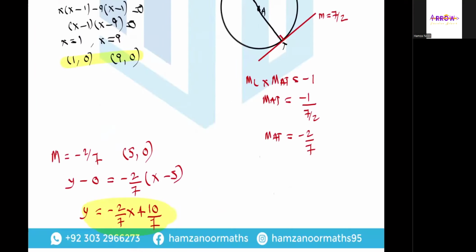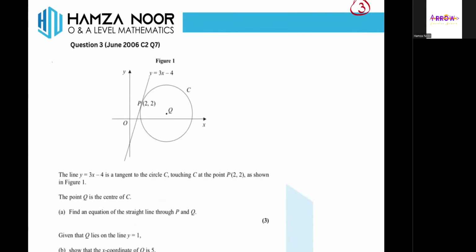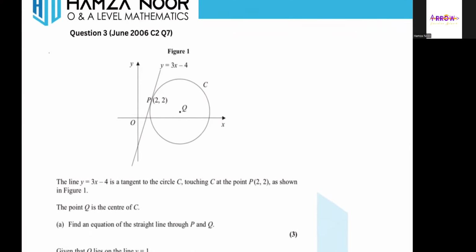So up next is basically handout question number 3, which is June 2006 C2 question number 7. The question says that we have a figure over here. The line y equals 3x minus 4 is a tangent to the circle C. This tangent will touch the circle at point P, which is (2, 2), as you can see in figure 1.